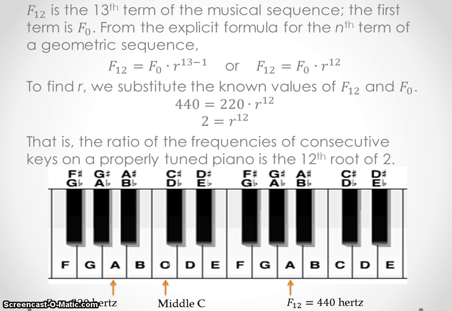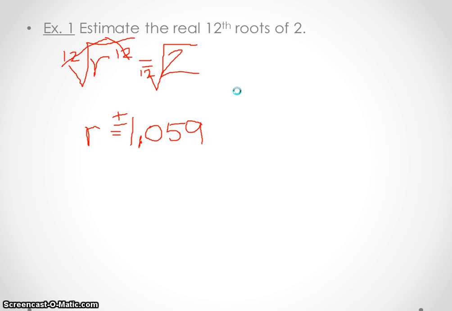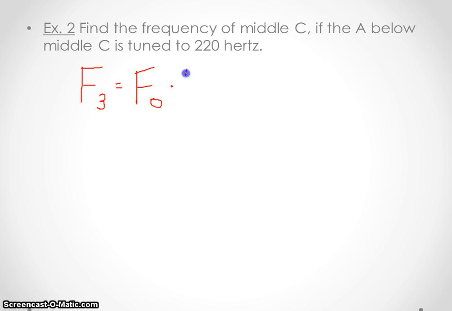So essentially we're finding f of 3 using our new r that we have here. So let's go back over here. We're finding f of 3, using our formula, which was f of 0 times r, but we now know what r is. We just found it in the last example. r was 1.059, so let's put that in instead, 1.059, and then to the 3rd power.